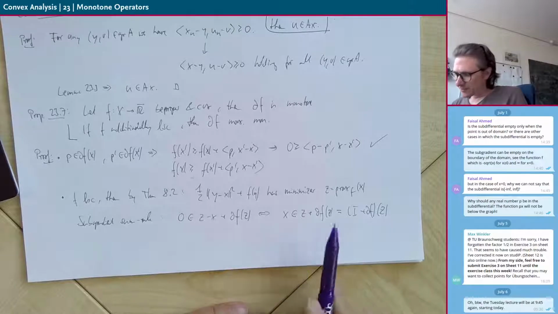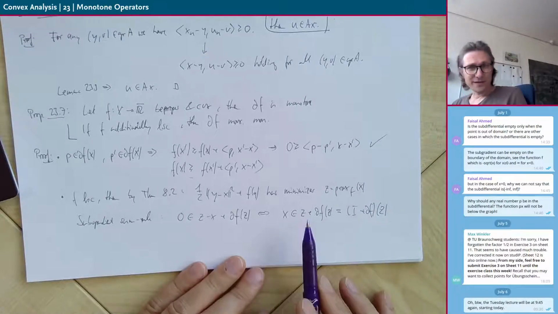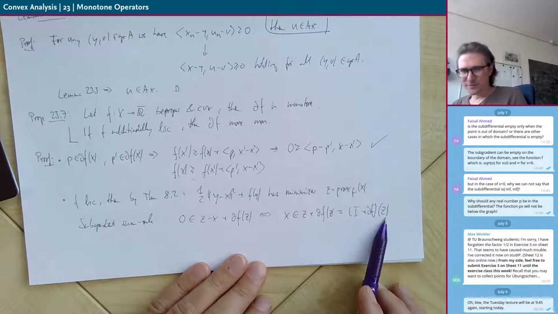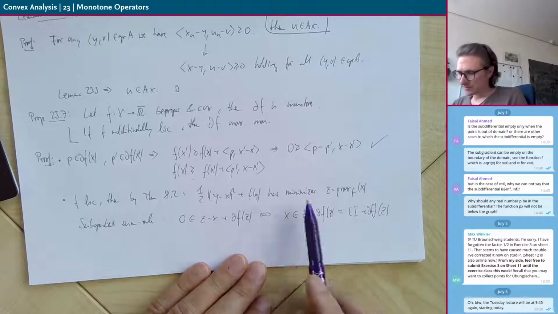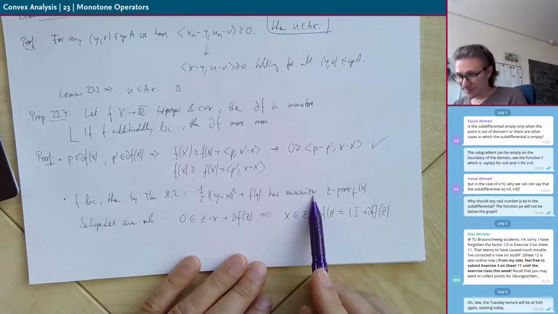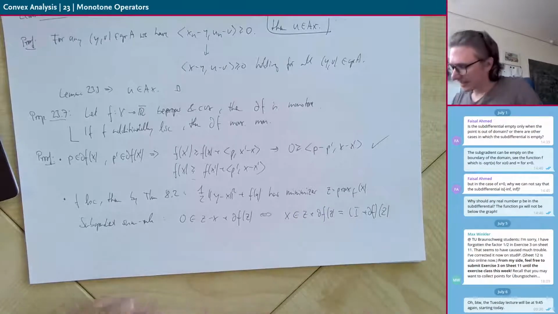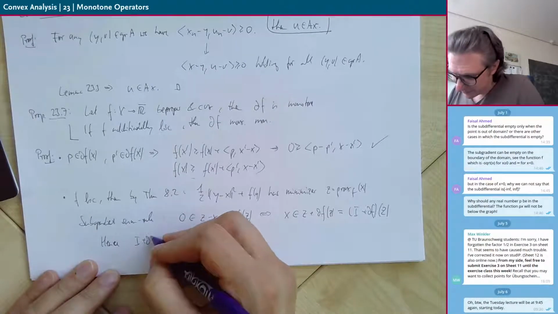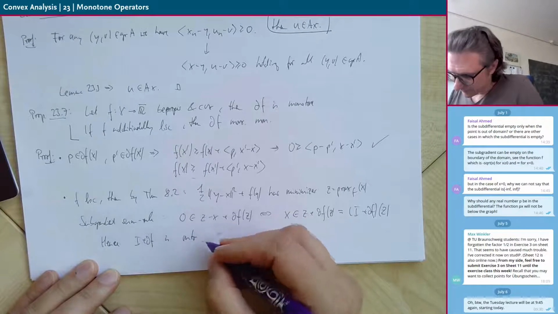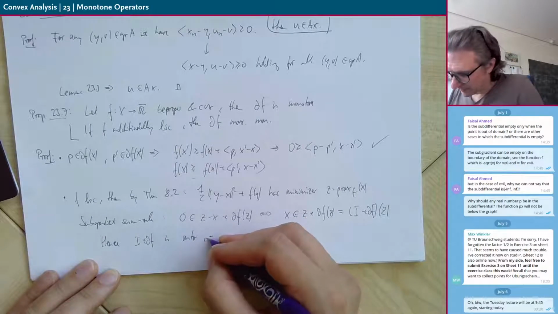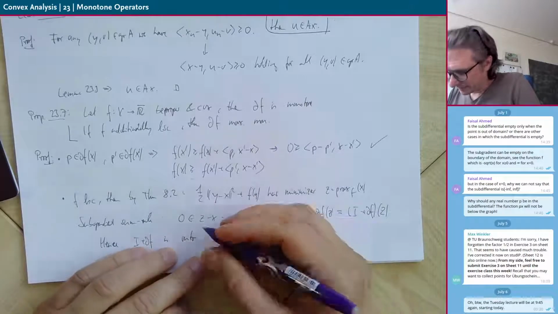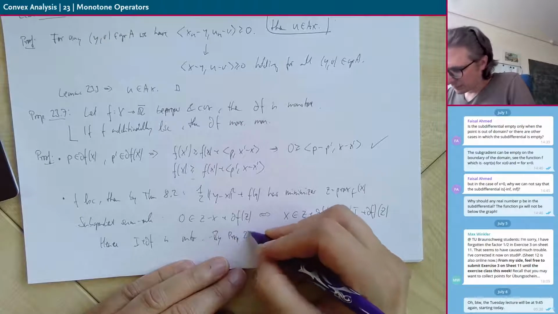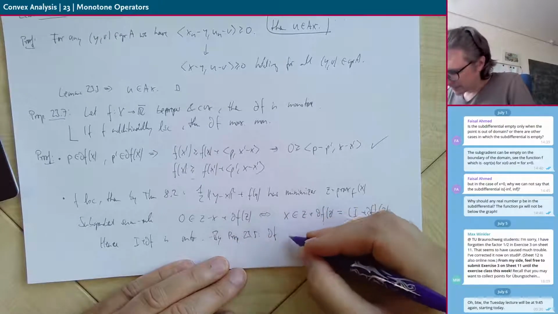So what this shows is that this inclusion always has a solution. For every x, there exists z which fulfills this inclusion. This has a minimizer, right? This has a minimizer, which implies that the z exists. And hence, identity plus the subgradient of f is onto. And this implies, by, what was it, proposition 23.5, that this is maximal monotone.